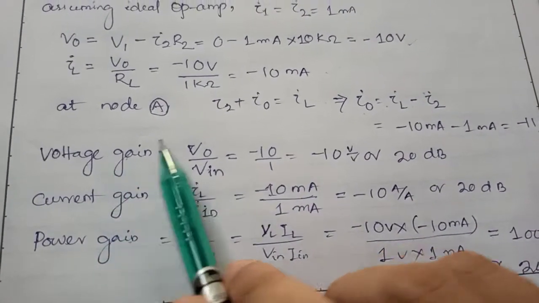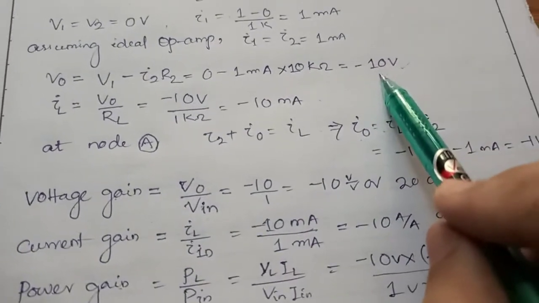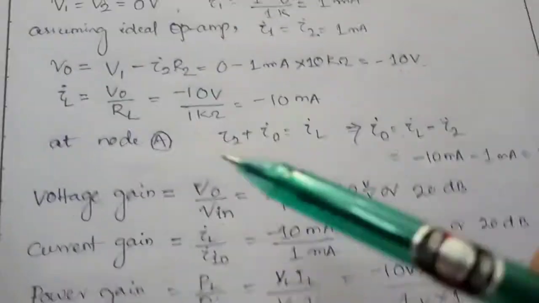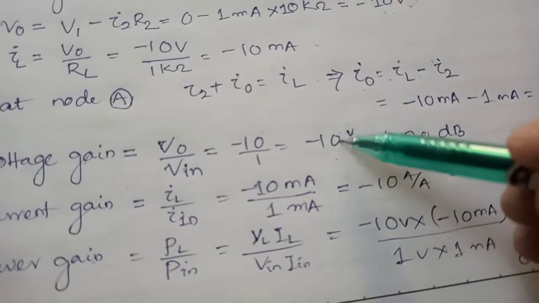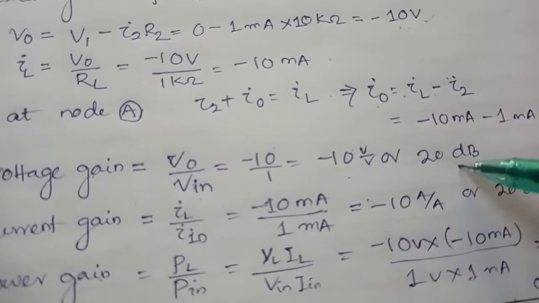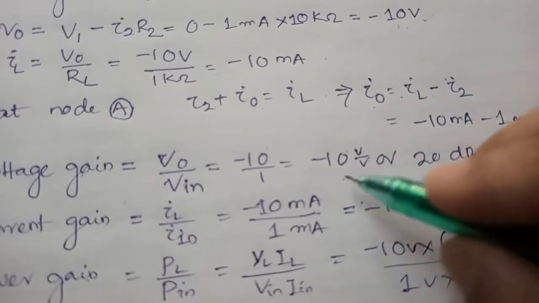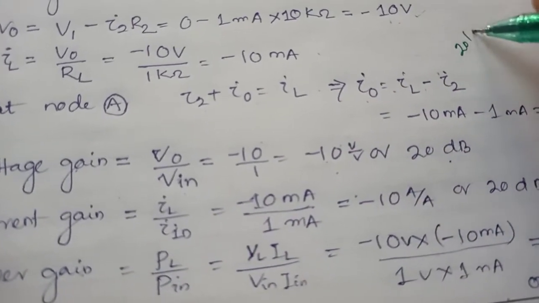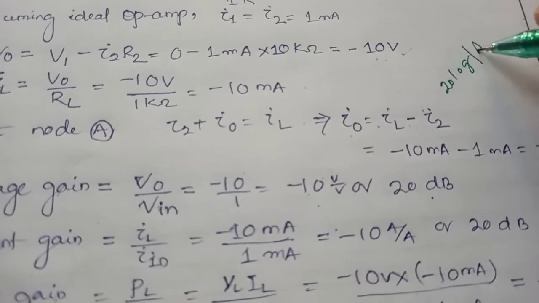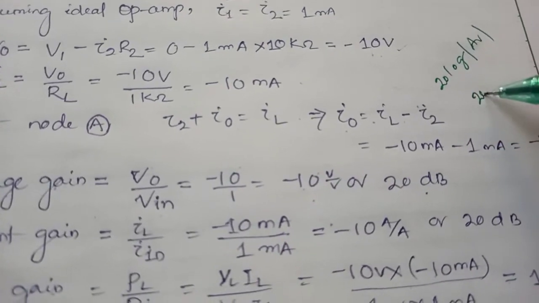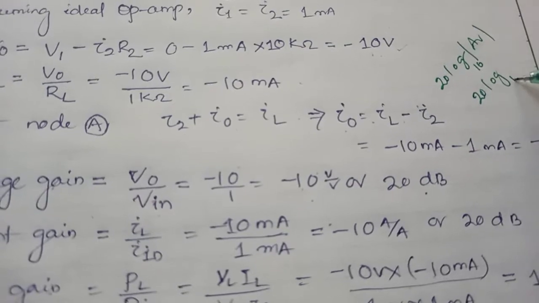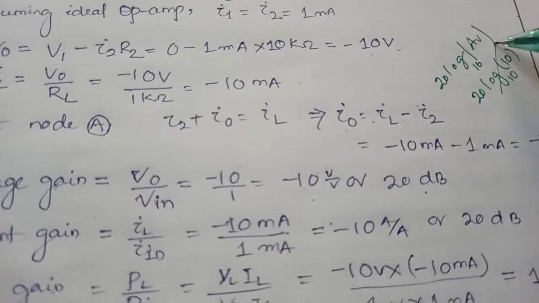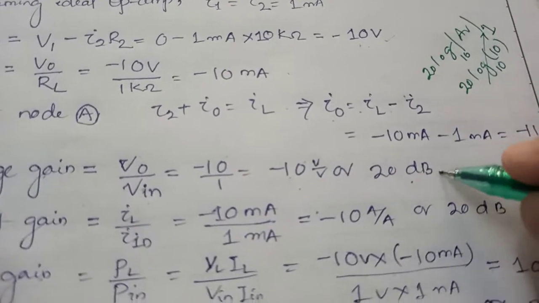Now the voltage gain, V out upon V input. V out that I got is -10. V input is given as 1 volt. So -10 upon 1 is equal to -10 volt per volt. That is 20 dB, because 20 log mod of AV, in volt per volt. So 20 log of 10, base 10, this is 10, so this value will give me 1. So this is nothing but 20 dB.